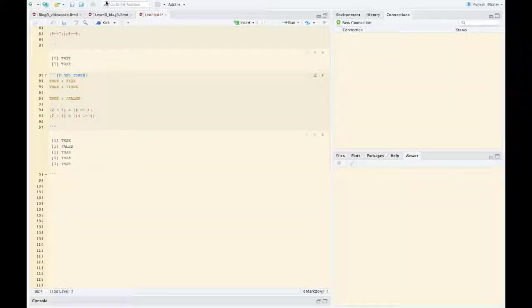Feel free just to pause here and have a look at those examples I've typed out. The last one we're going to have a look at is XOR, and it's not very widely used, but it's where you want to check where one and only one of two values being checked is true.